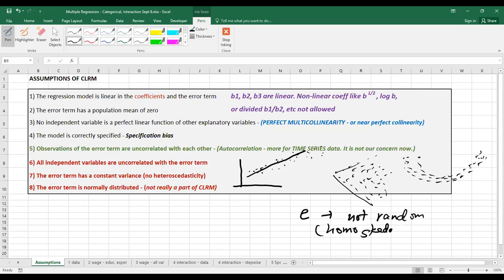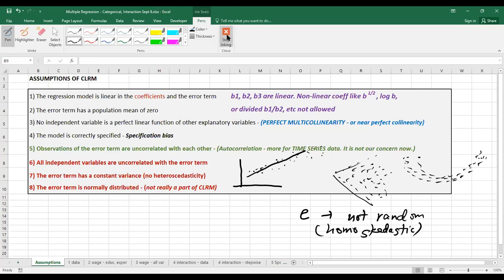Pag hindi homoscedastic yung error terms natin, which are heteroscedastic, ito yung examples nun, magkaka-problem tayo. So hindi valid yung model natin. Okay, and lastly, the error term is normally distributed. Okay, we'll take a look at this also.